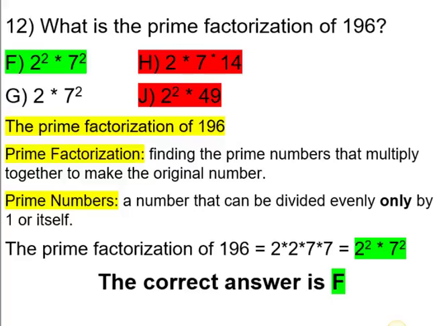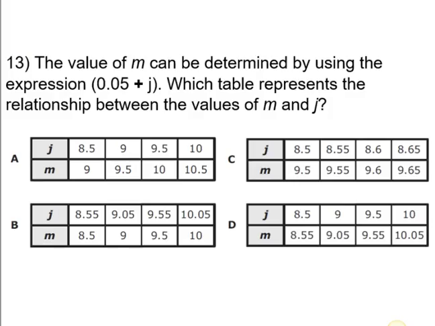Let's move to question number 13. The value of M can be determined by using the expression 0.05 plus J. Which table represents the relationship between the values of M and J? So let's look at our answer choices. For A, when J is 8.5, M is 9. When J is 9.5, M is 10. And when J is 10, M is 10.5.